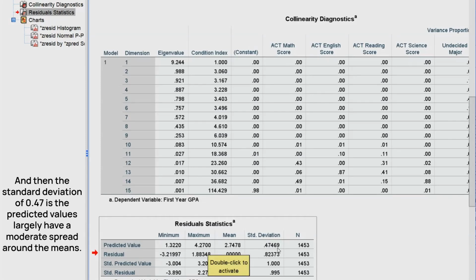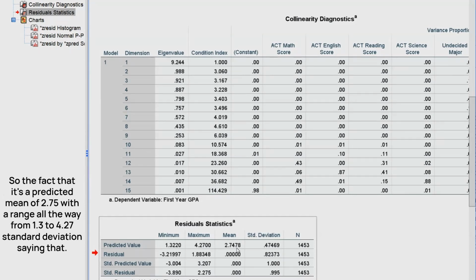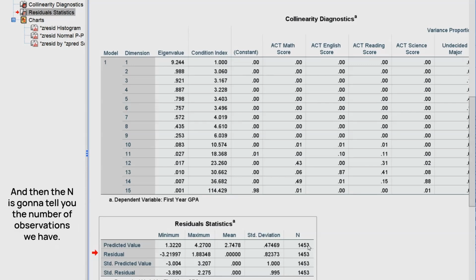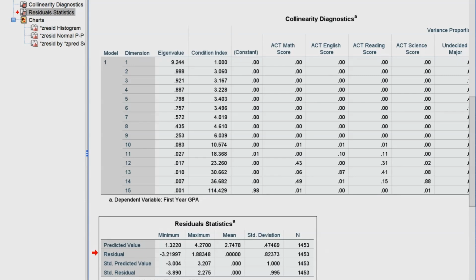And then the standard deviation of 0.47 says the predicted values have a moderate spread around the mean. So the fact that it's a predicted mean of 2.75 with a range all the way from 1.3 to 4.27, the standard deviation is saying that 66% of all predicted values are going to be plus or minus 0.47 from the mean of 2.75. And then the N is going to tell you the number of observations we have, across the board.